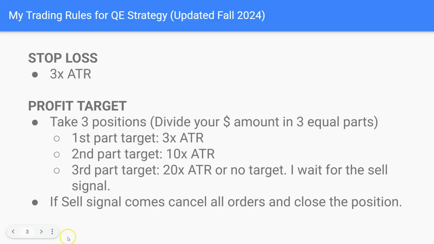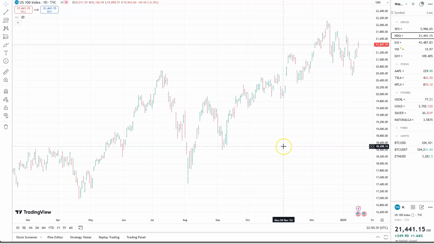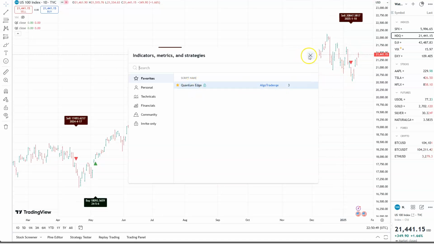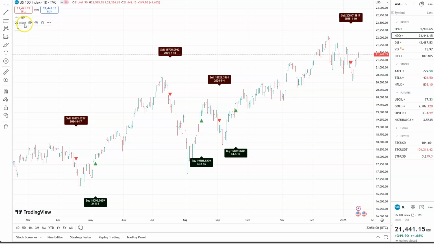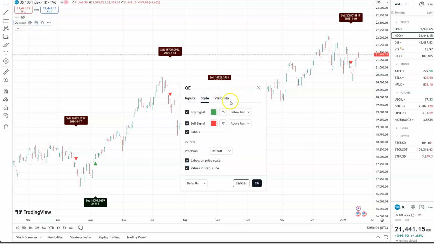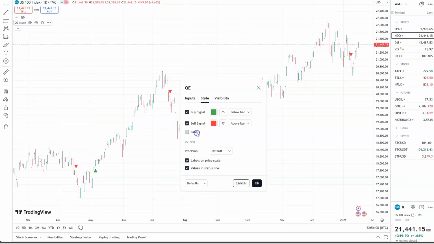I'll show you the chart now. Okay, so I have pulled up TradingView, and what I will do is go to indicators and add the Quantum Edge QE indicator. And then I will go to the settings and visibility. I'll remove the labels just because they make the chart really busy, but I'll keep the buy and sell signals.